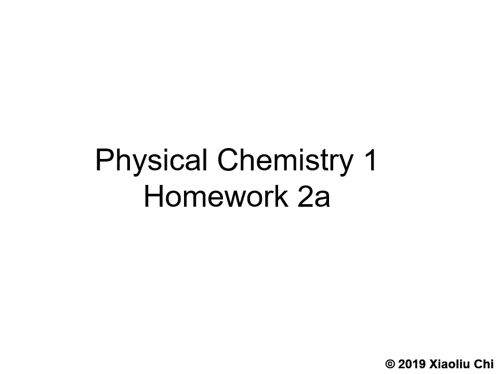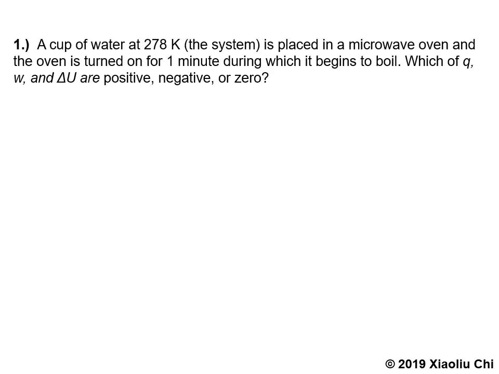This is the first homework of Chapter 2, Physical Chemistry 1. Question 1. A cup of water at 278 Kelvin is placed in a microwave oven, and the oven is turned on for 1 minute, during which it begins to boil. Which of Q, W, delta U are positive, negative, or zero?